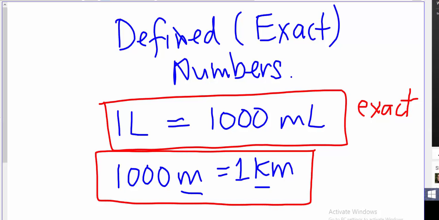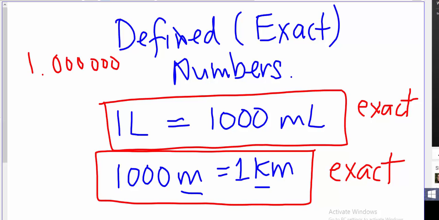So 1,000 meters is equal to 1 kilometer, also an exact conversion. So if you're using this conversion factor, both the kilometer and the 1,000 meters have only one sig fig, if you were to think of them as how many significant figures they have. But because they're exact, we could write 1.000000 kilometers because it's exactly 1 kilometer. So in other words, we simplify them by using whole numbers like 1 and 1,000 without any decimal places, but they are exact, and so they're exempt from the sig fig rules.